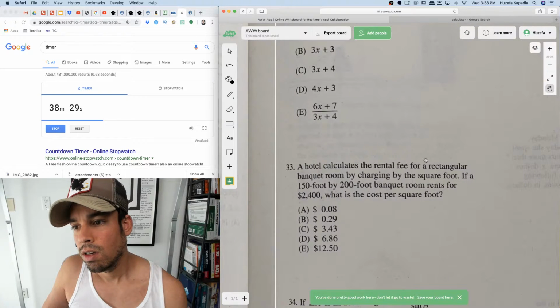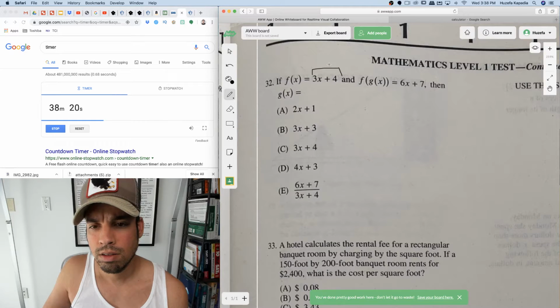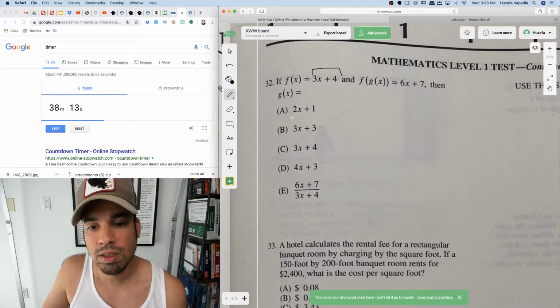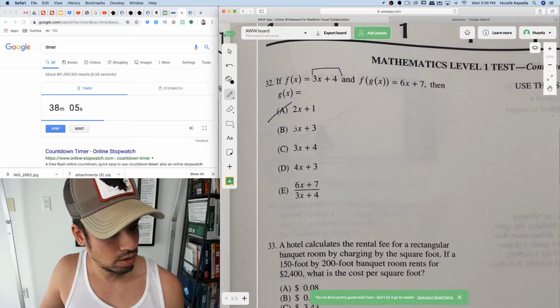All right. If f of x equals this and f of g of x equals this, then g of x equals. Okay. So if I plug this in, let's just test it out. If I plug this in for the x here, it'd be 2 times that, which would give me the 6x and 8 and 9, not 7. Nope. I definitely need, wait, let's see.